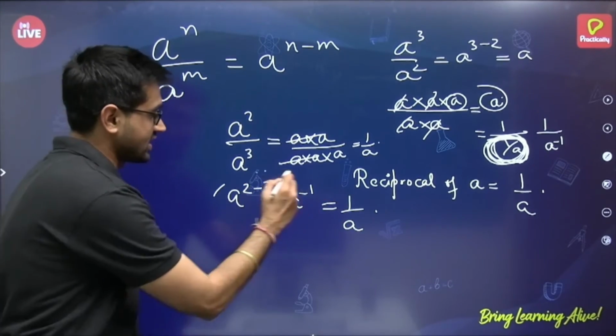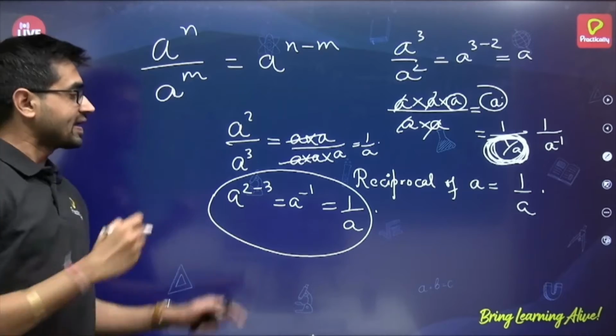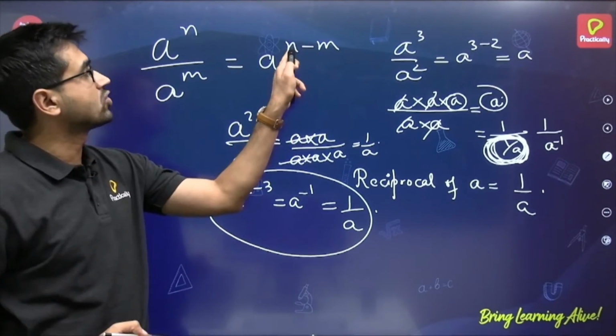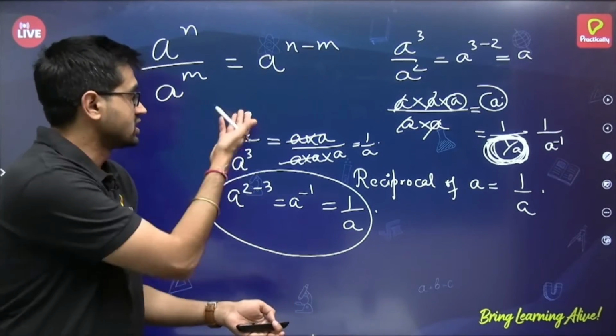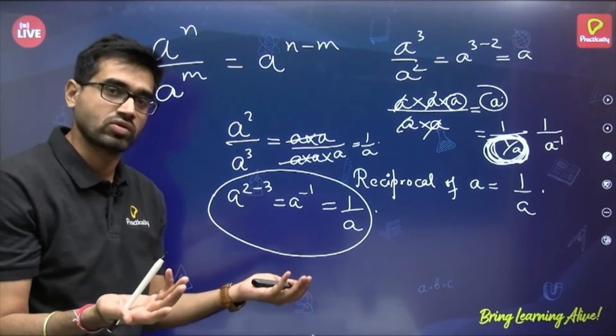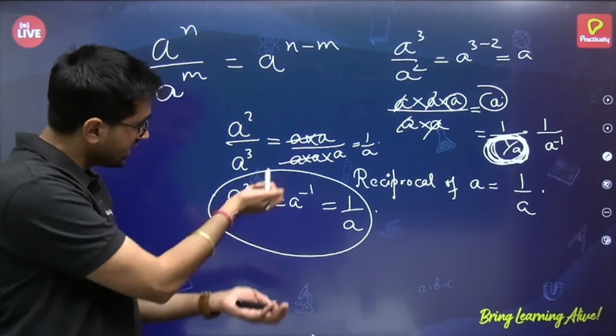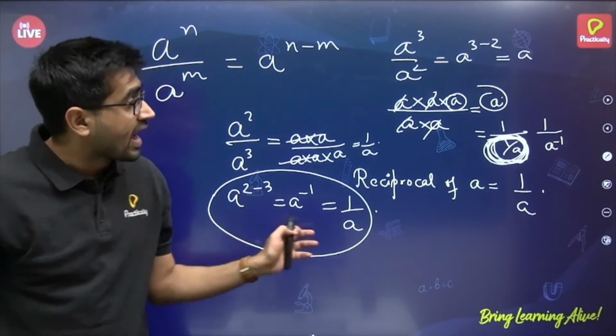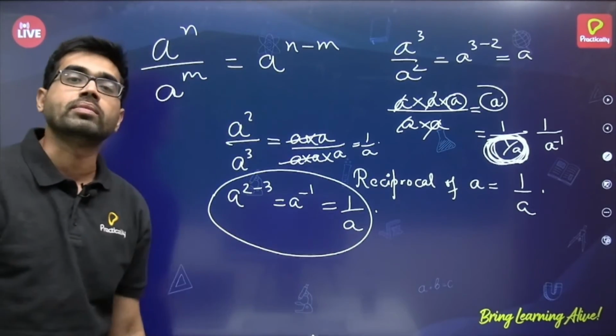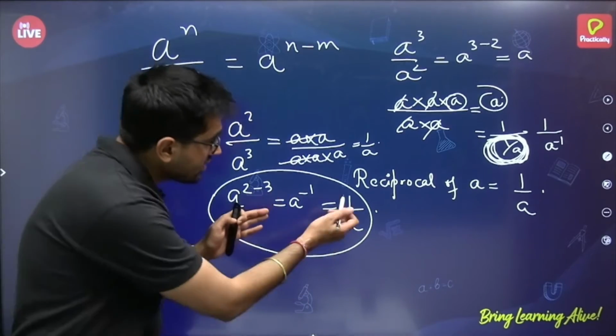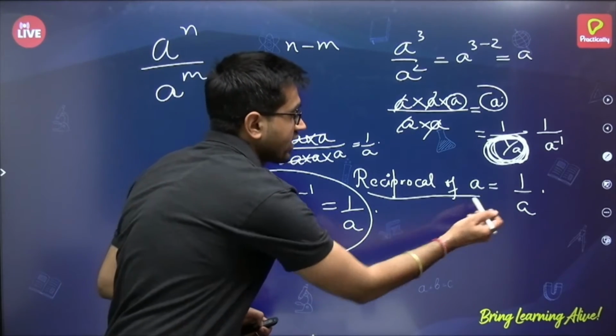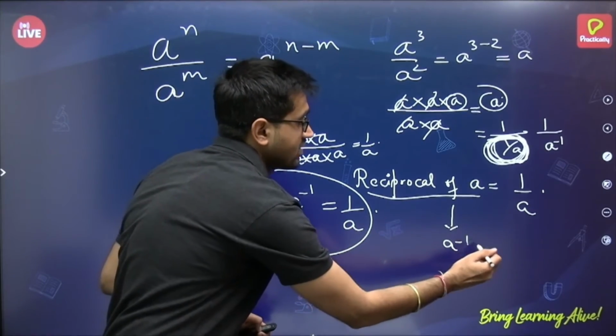Correct? Now you understand this, that a to the power 2 minus 3? Why 2 minus 3? Because the rule says n minus m. I don't know if this is big or this is small. I did the subtraction only. Very easy. I now get a to the power minus 1. I needed you to understand what a to the power minus 1 is. It is nothing but 1 by a. So the reciprocal of a is nothing but a to the power minus 1.